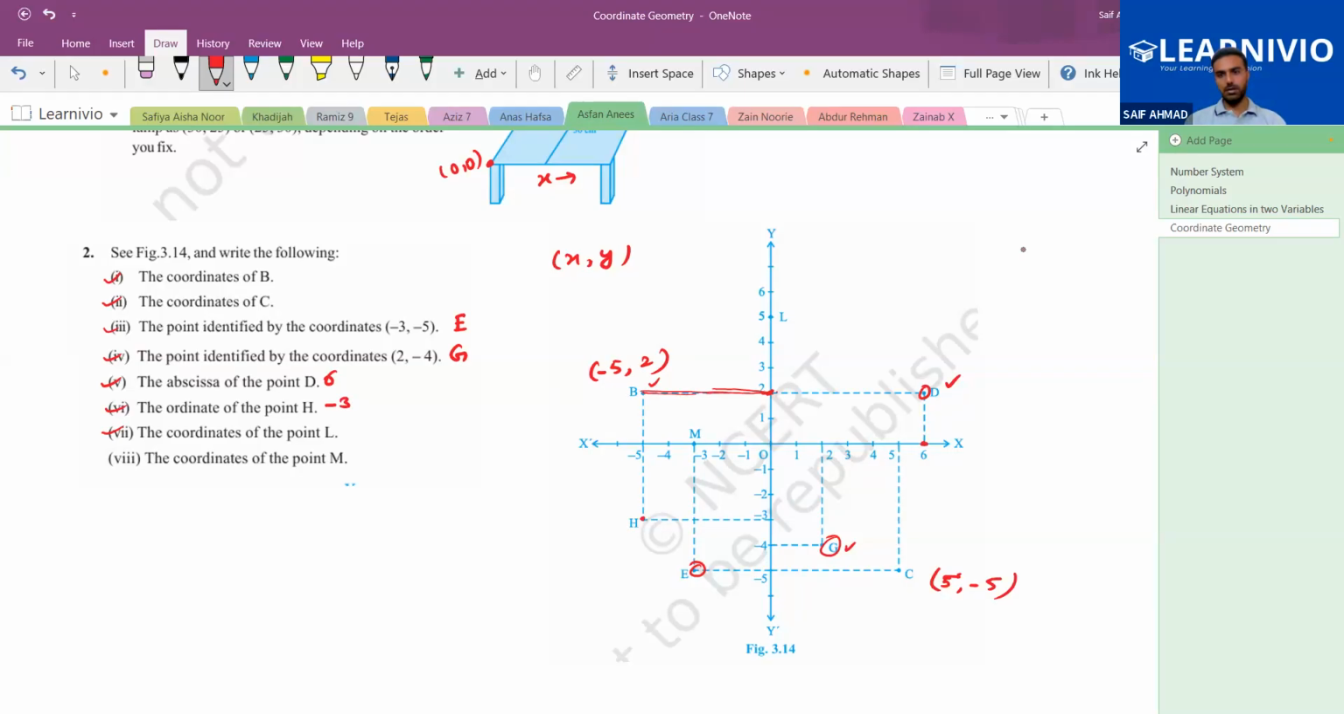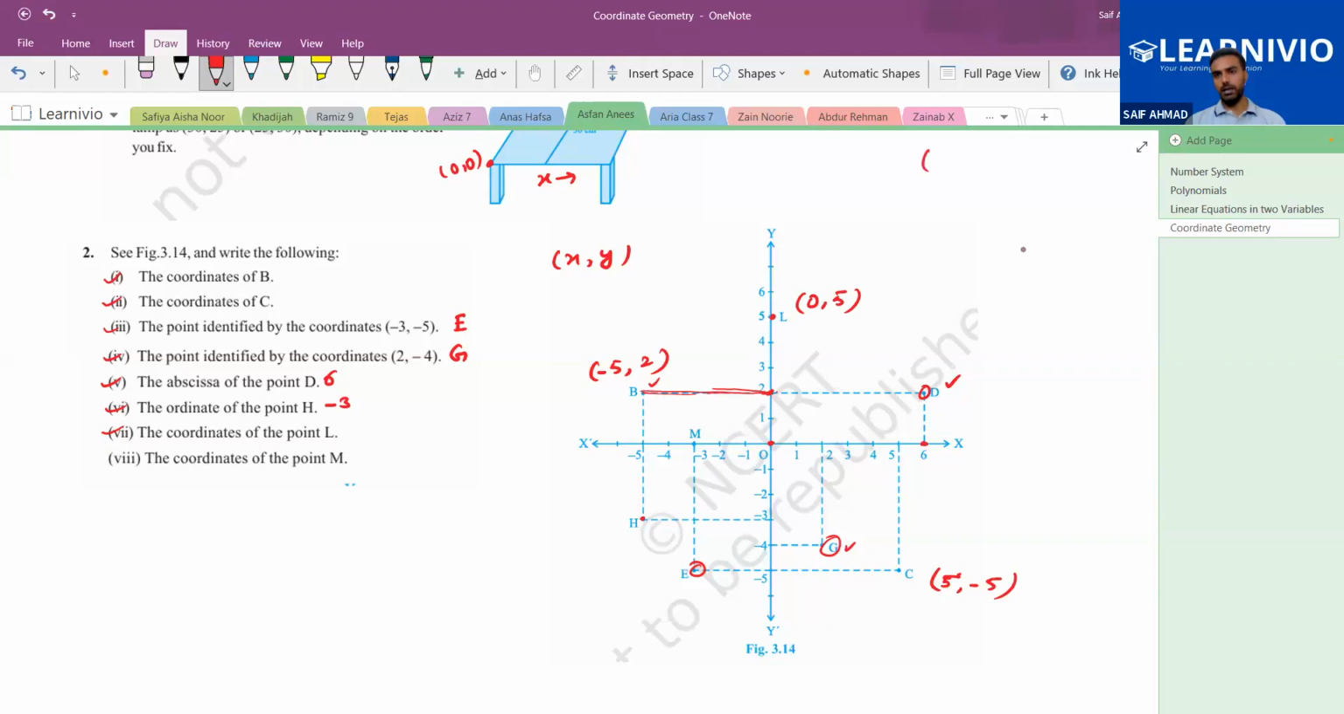Yes. The reading on the x-axis is 0, but on the y-axis it is 5. So the reading is (0, 5) because the reading on the x-axis is 0. We have not moved right or left. We just moved up on the y-axis. So the reading is (0, 5).